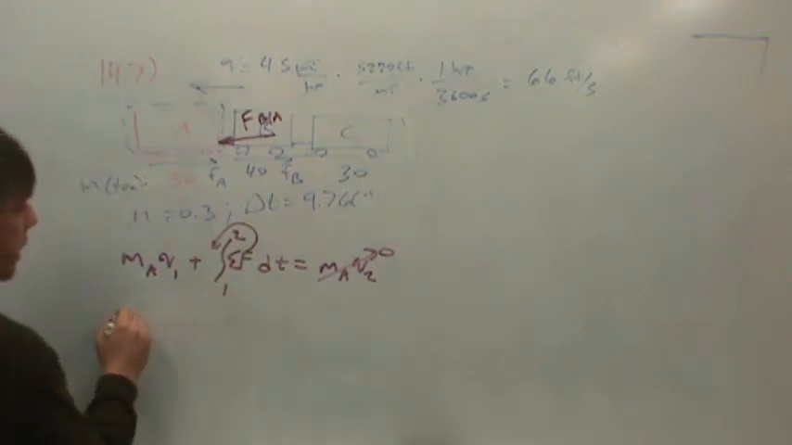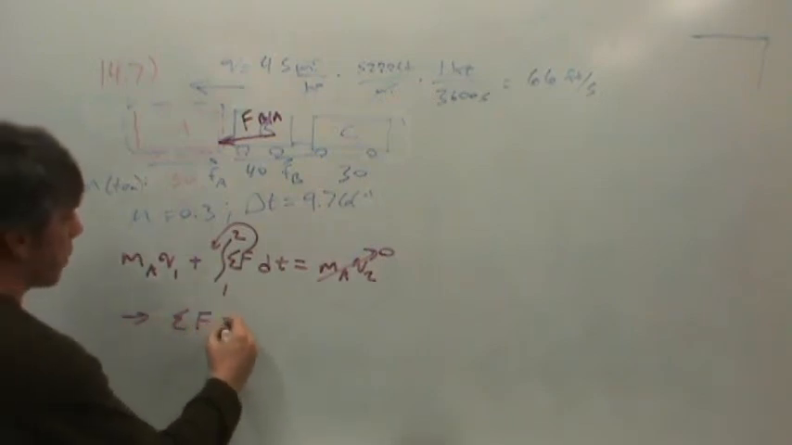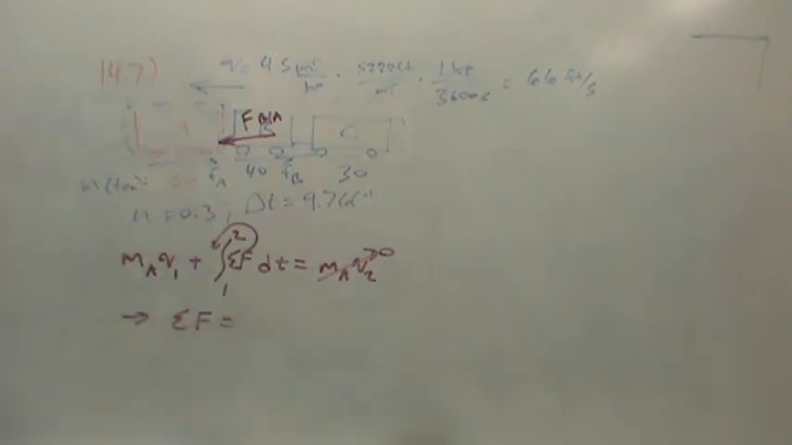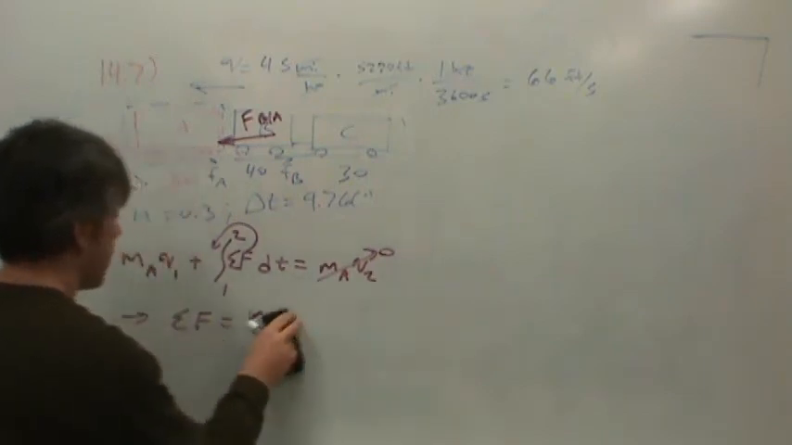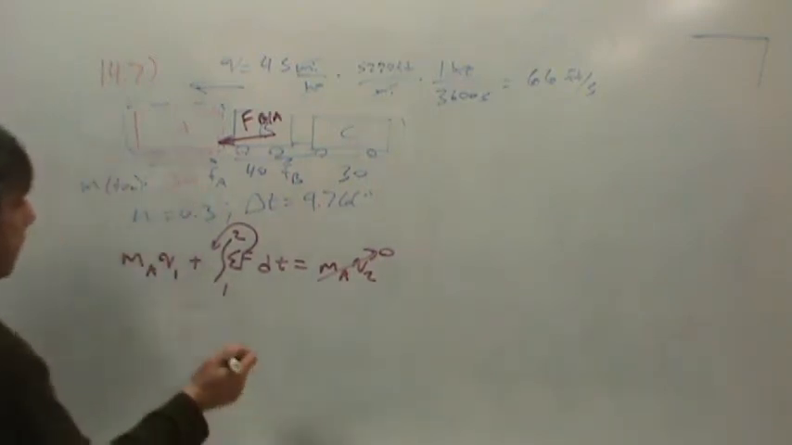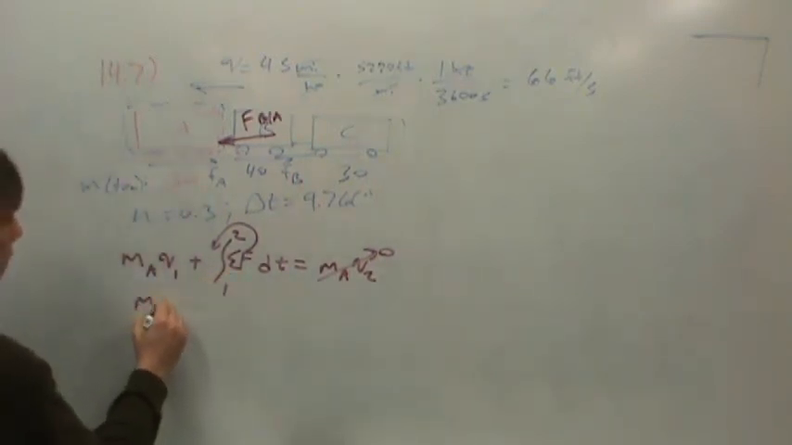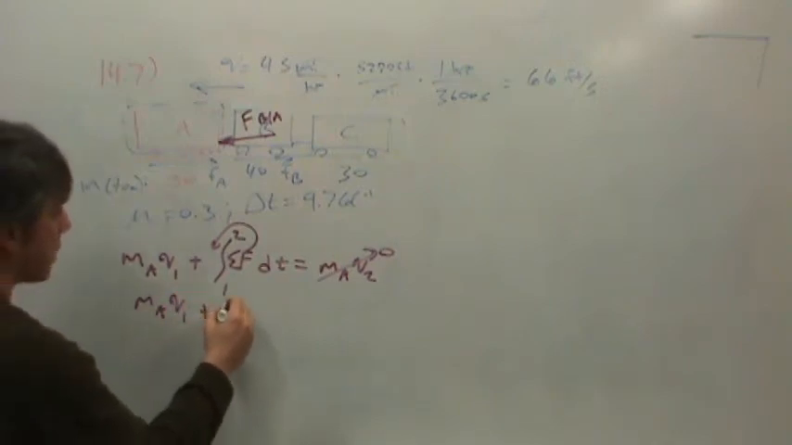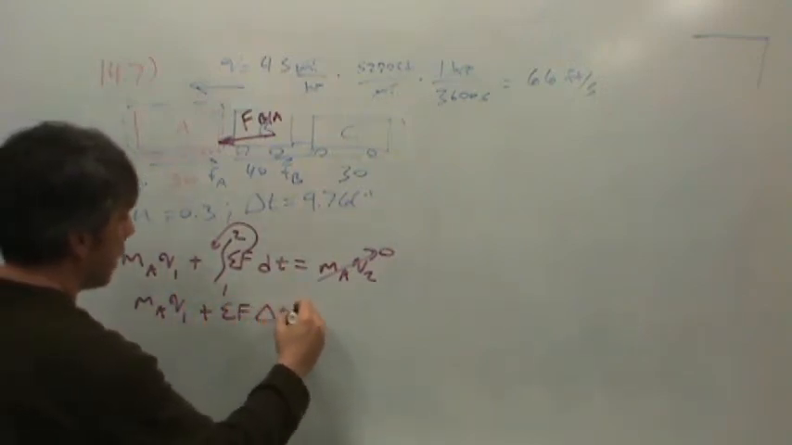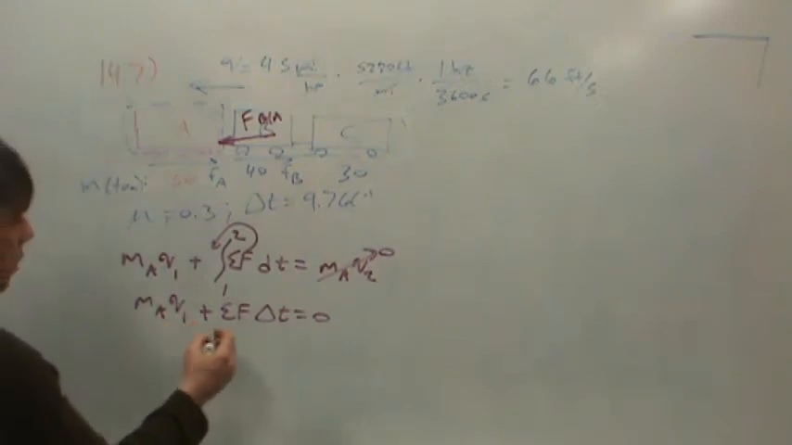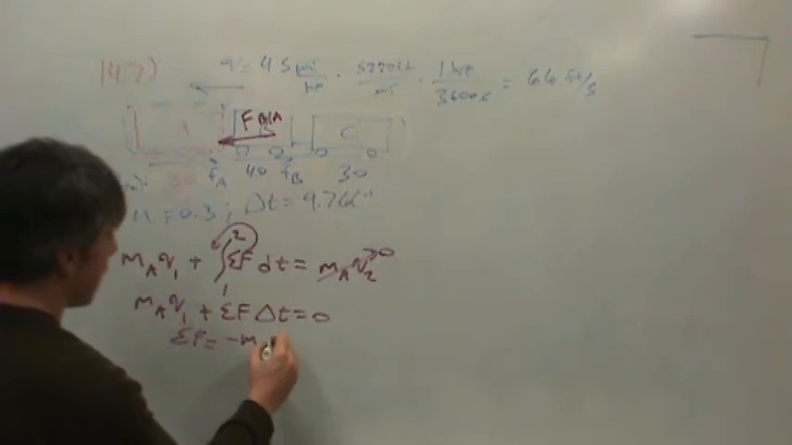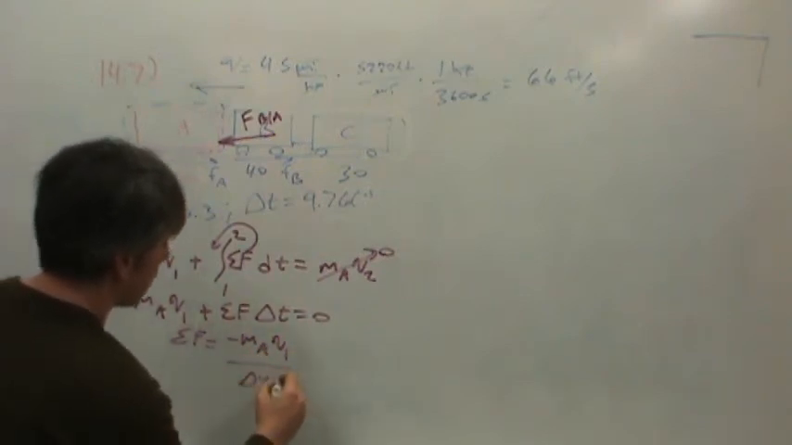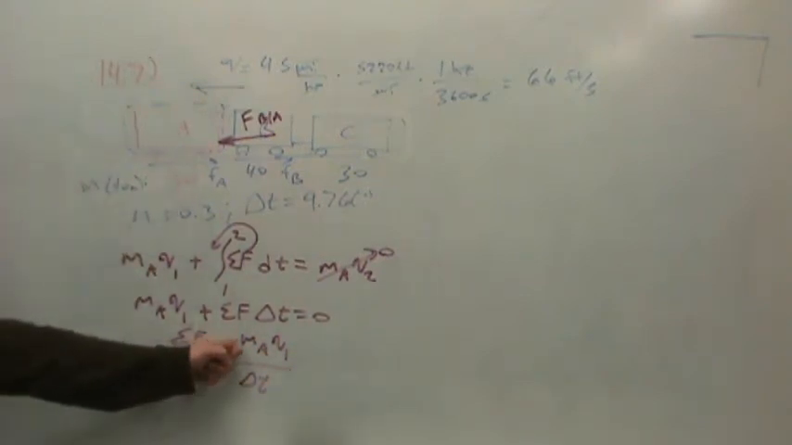And basically what we find then is that the sum of the forces, and I'm going quick because I've only got 5 minutes, the sum of the forces would simply be the mass. Well, I better not go too quick because we're going to have a negative sign. All right, so mass of A V1 plus sum of forces delta T equals 0. So sum of forces would be equal to negative mass A V1 over delta T. Now this negative sign is not terribly important.